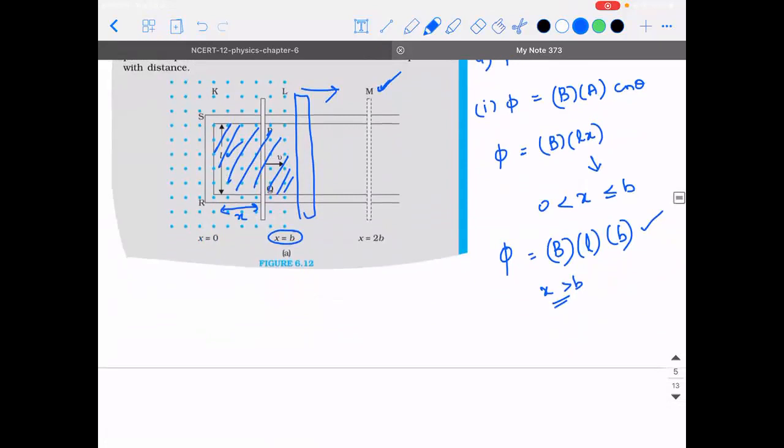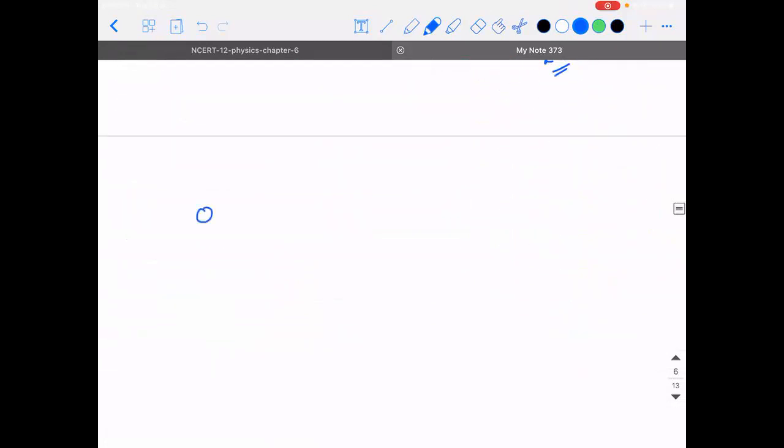So flux will be equal to B into L into X, and in the second case flux will be equal to B into L into b. So look at the way I'm going to write it. Flux as a function of displacement is equal to B into L into X for the value of X less than b and greater than 0. It is B into L into b for all values of X that is greater than b. Or else I can put it like this, since our interest of study is only till 2b, but it actually goes till infinity.